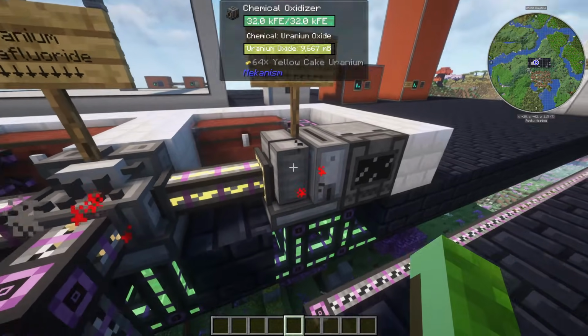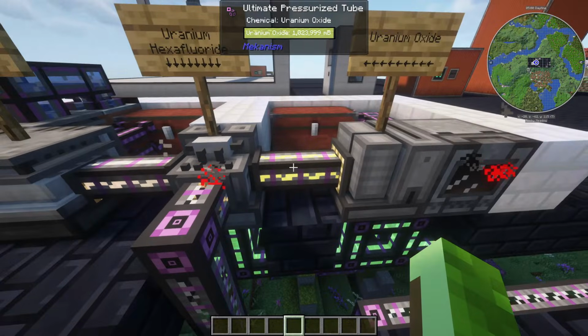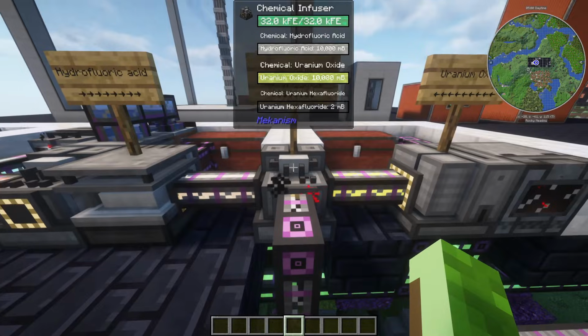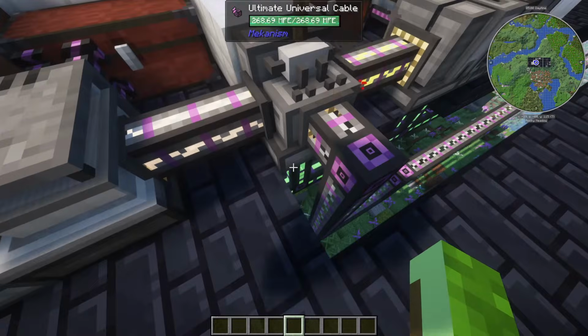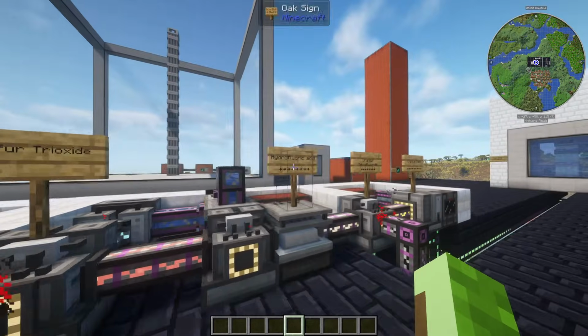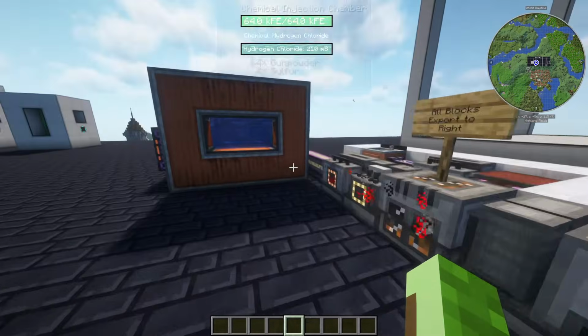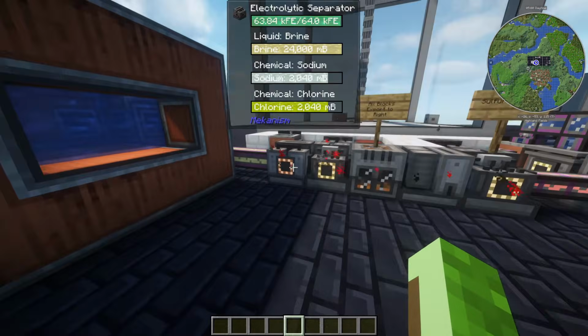Then from the chemical oxidizer, have that exported using the pressurized tube into another chemical infuser, and make sure that chemical infuser is powered. Now to make hydrofluoric acid, it's a little bit more involved, but it's still super simple.